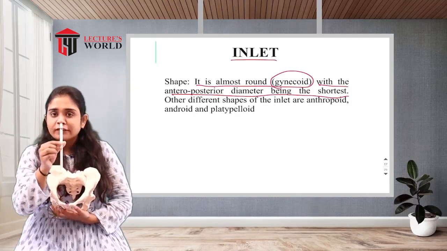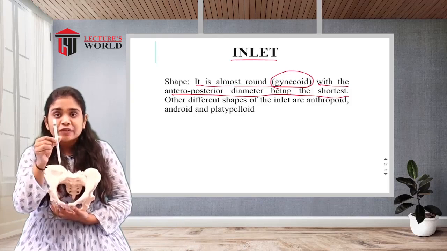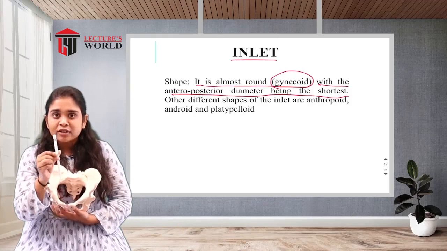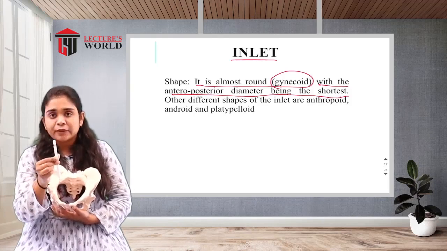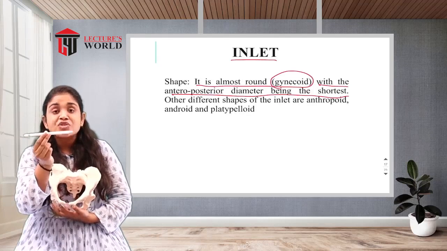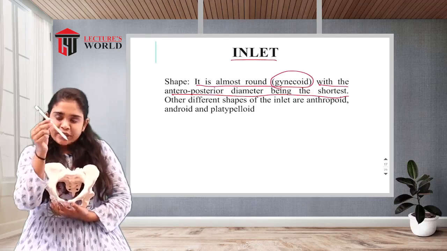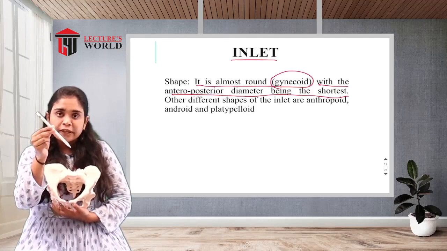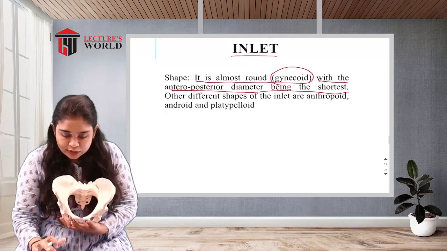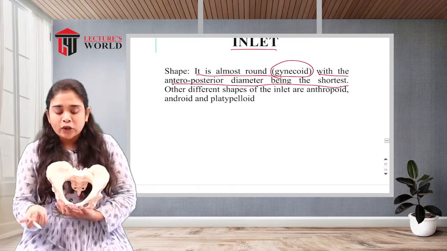If the diameter is in a straight form, that is known as the anterior posterior diameter, or you can say the AP diameter. If it is located like this, that is known as a transverse diameter. If the diameter is like this, that is known as an oblique diameter. So we will be talking about that.